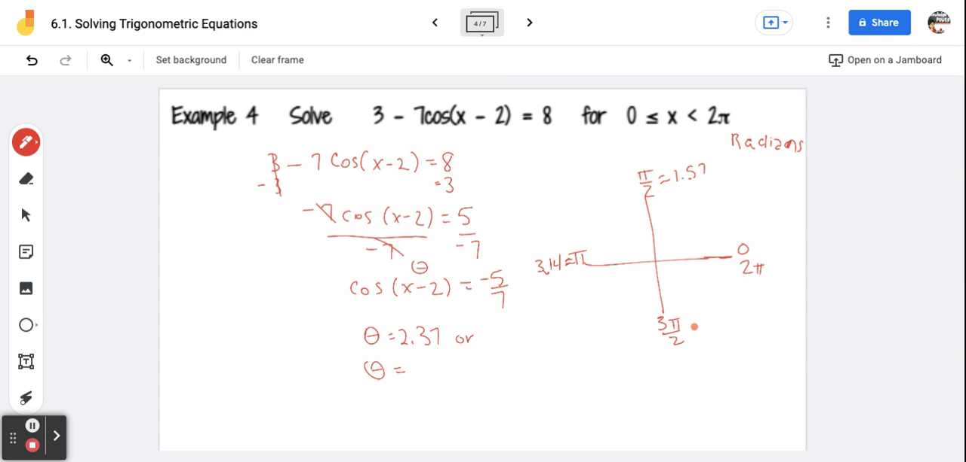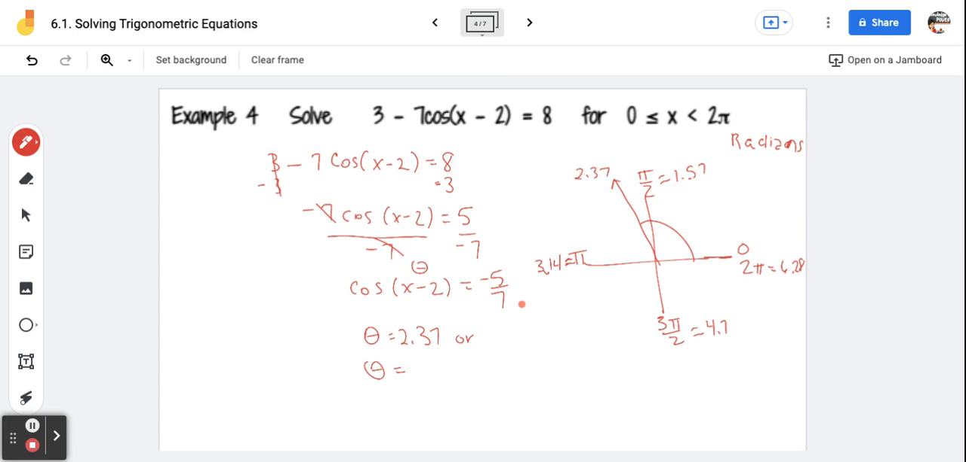And then if you did 3 pi divided by 2, it's approximately 4.71. And then 2 times 3.14 is 6.28. So that kind of helps give you some markers. So now when you're looking at where this angle 2.37 would be, well, we know it'd be in quadrant 2. So somewhere in here is this angle that is 2.37.